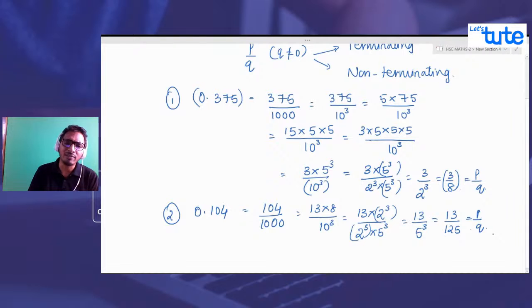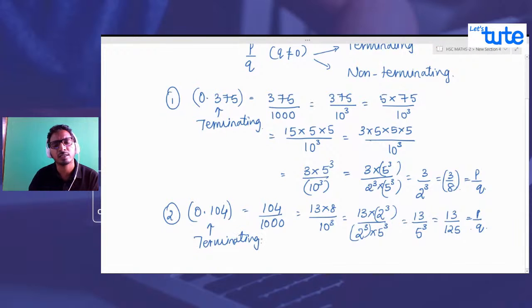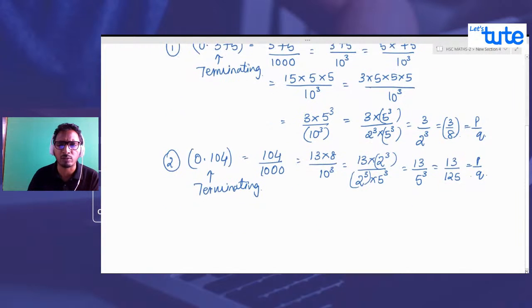Which is again P by Q. So what are we observing here? This is a rational number in decimal form. This is also a rational number in decimal form. But they're terminating, because we have stopped here, with only 3 digits after the decimal. Here also it is terminating. So what is the common thing which we have? For coming to a conclusion, let's take one more example.